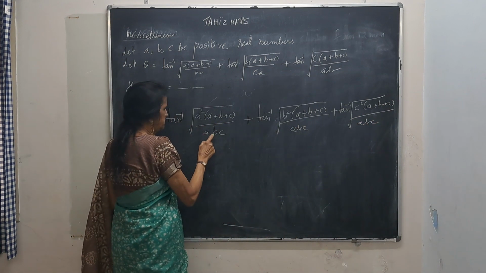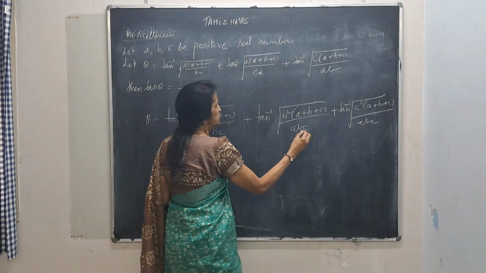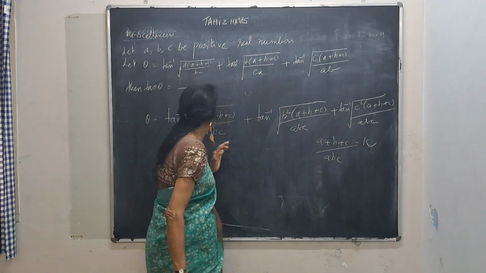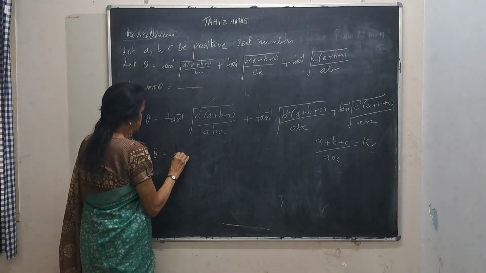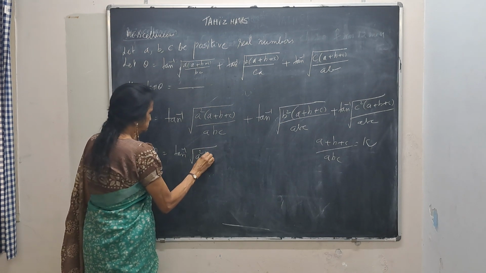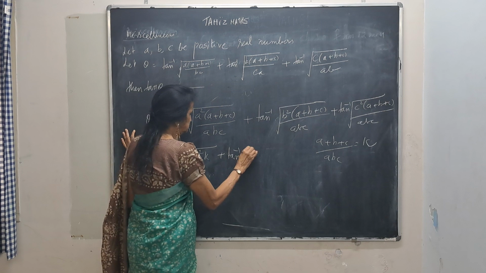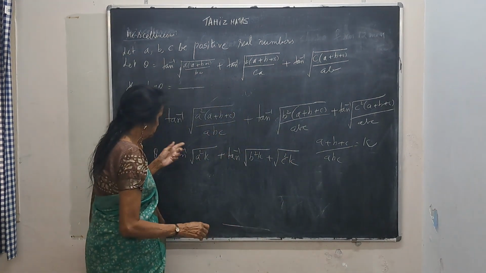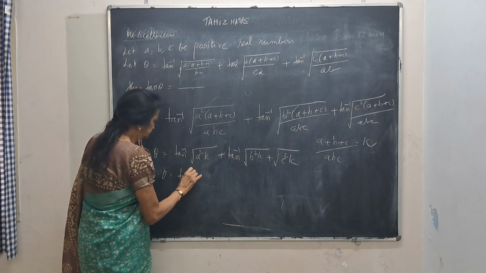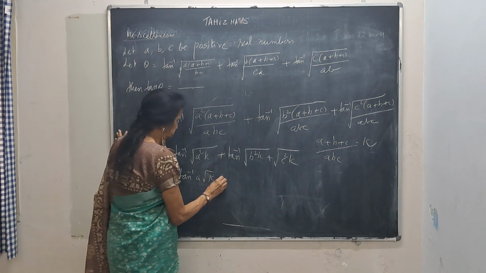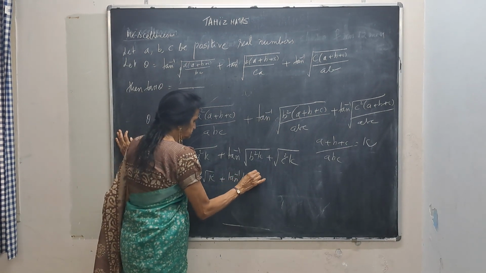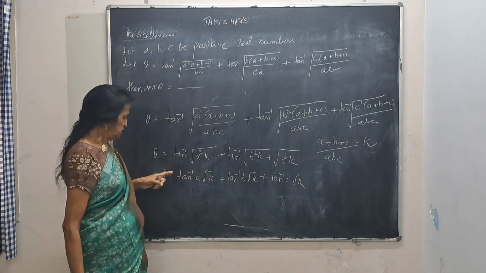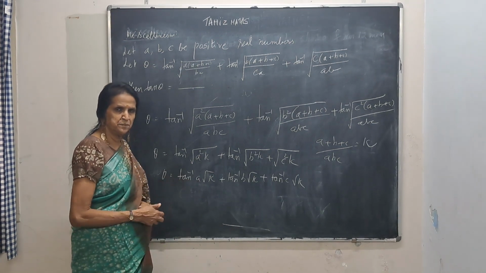Now put A plus B plus C by ABC as K, because everywhere you have that. So this is tan inverse. Now this is like tan inverse x plus tan inverse y plus tan inverse z.